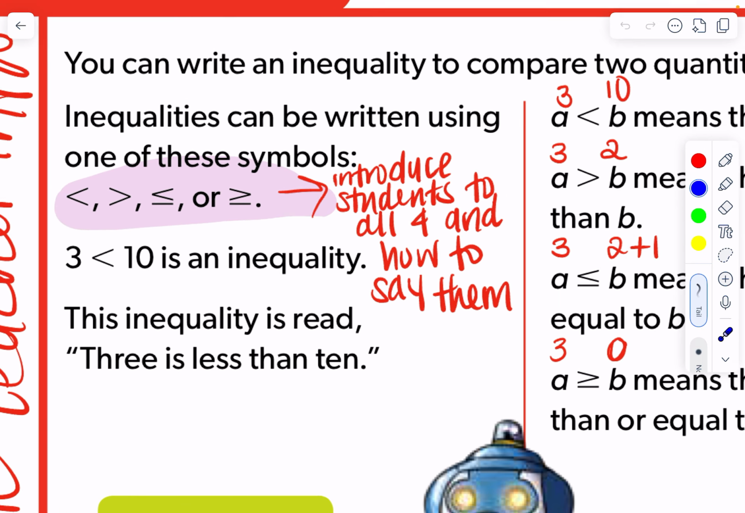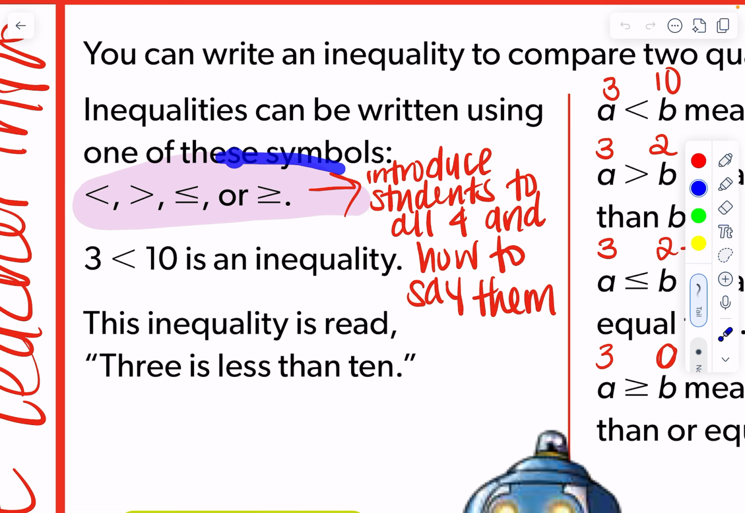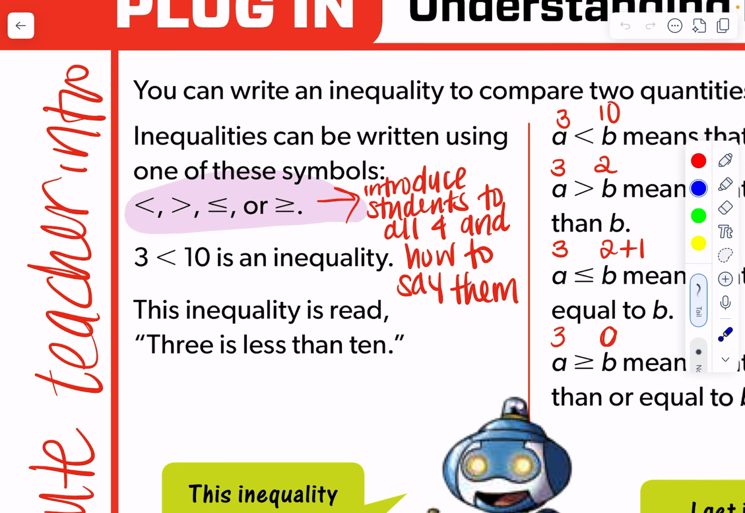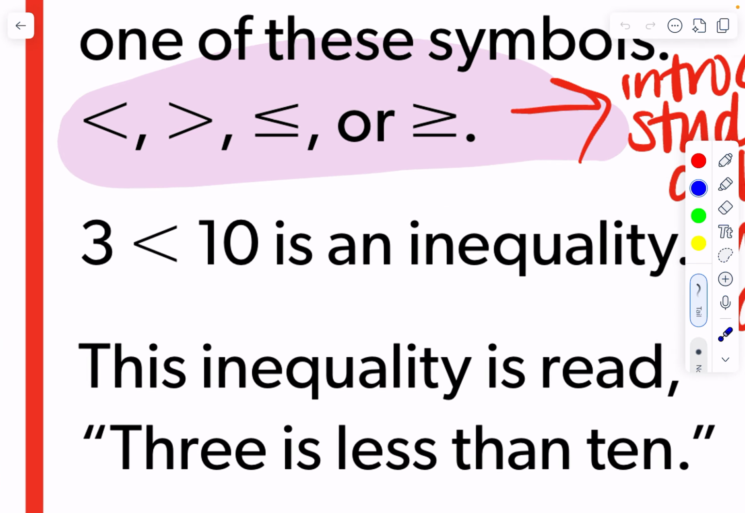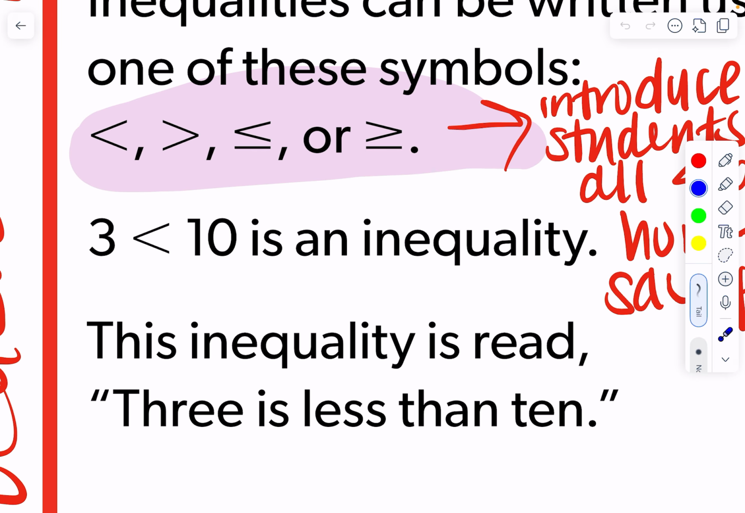Please stamp for students how to say these symbols. So don't just say, here are the 4 symbols. No. Make sure that you say less than, greater than, less than or equal to, greater than or equal to, okay? And so they tell you that 3 is less than 10 is an inequality statement, right?